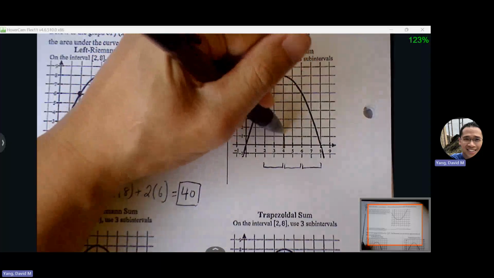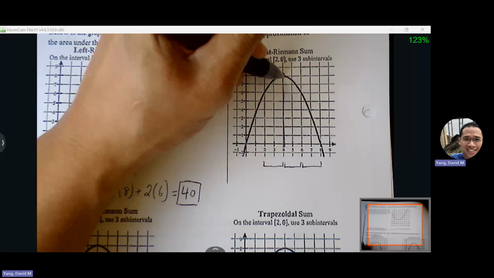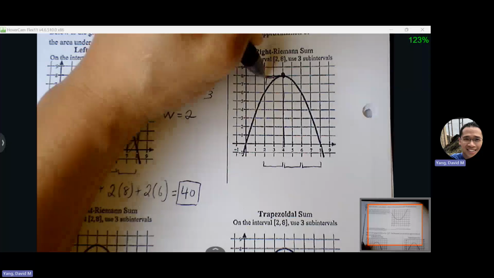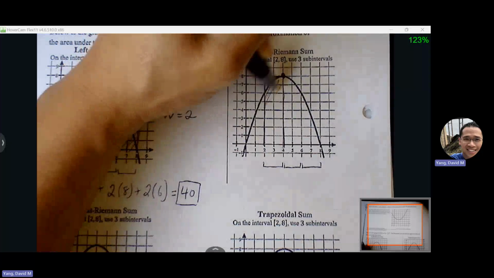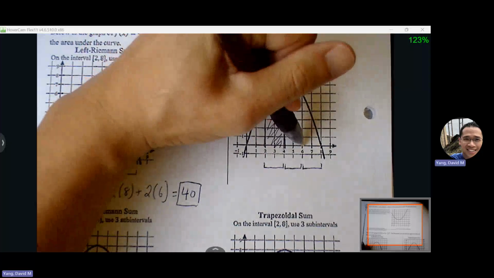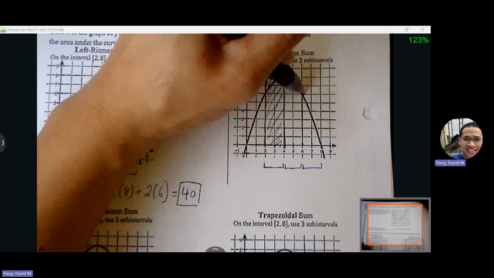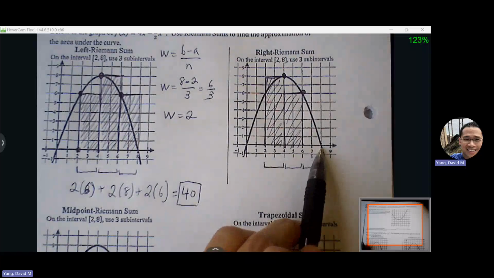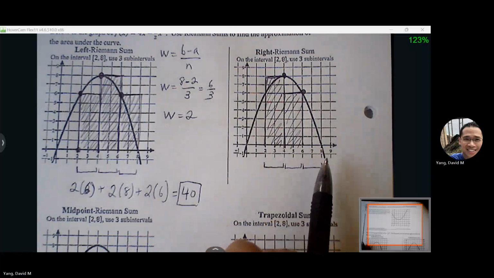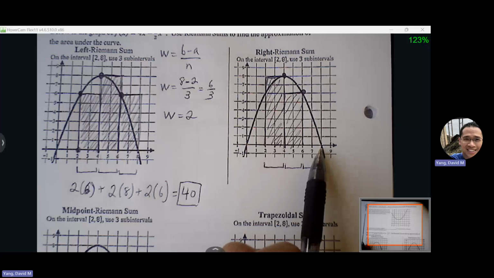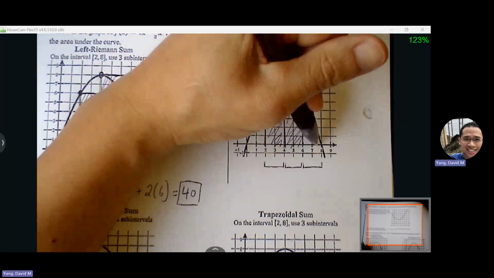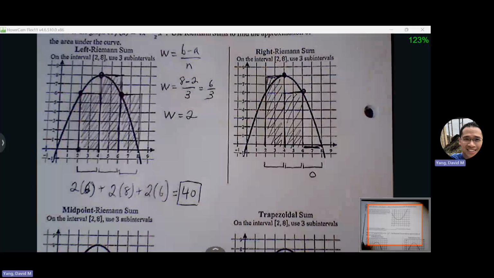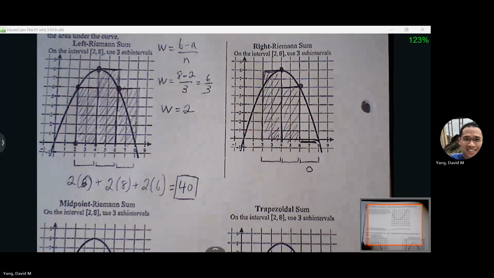Wherever the right endpoint hits the curve, it's going to determine the height of your rectangle. So I want the height at 4 to determine the height of my first rectangle, the height at 6 to determine the height of my second rectangle, and the height at 8 to determine the height of my third rectangle. What's the y value at 8? 0. So the height is 0, which means for the third rectangle there is no area. It's just going to be 0.